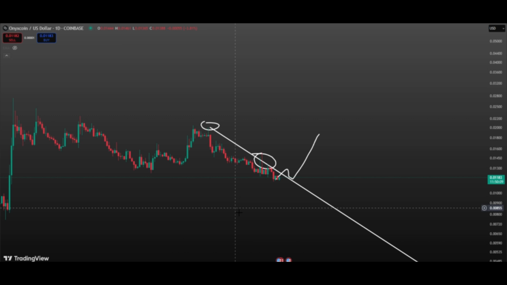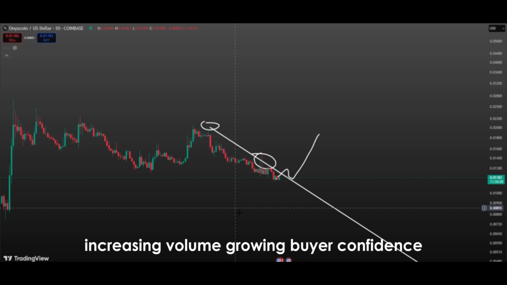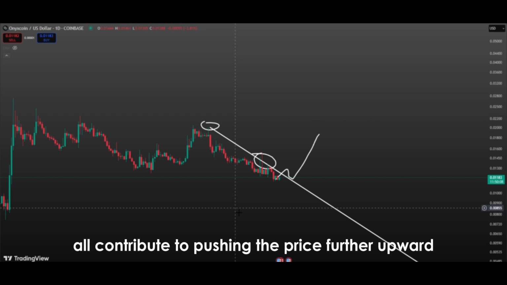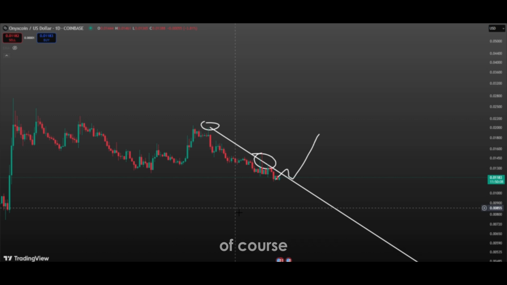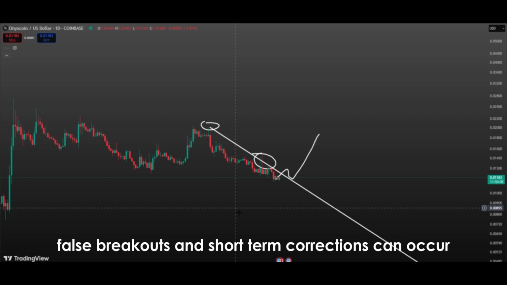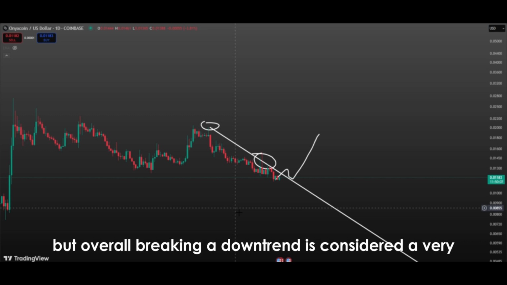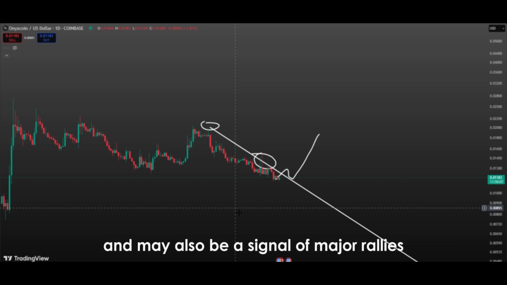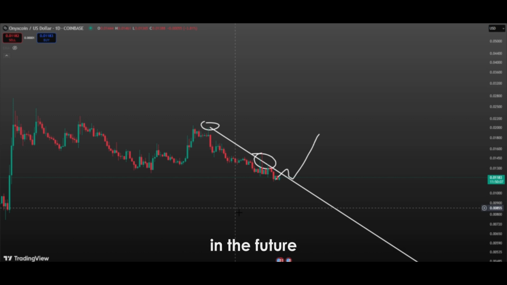the buyers. Increasing volume, growing buyer confidence, weakening sellers, and new investors entering the market all contribute to pushing the price further upward. Of course, false breakouts and short-term corrections can occur, but overall, breaking a downtrend is considered a very positive development for investors and may also be a signal of major rallies in the future.